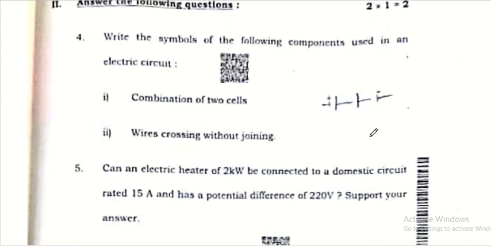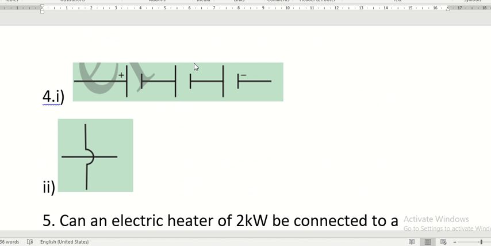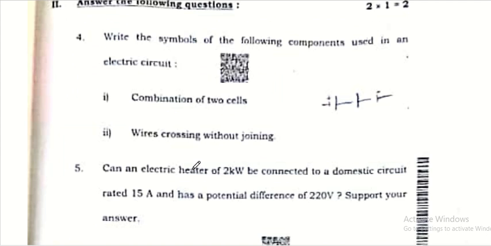Write the symbol of the following components. Here I will show you the symbols. So students, these are the two symbols I have to write in this one. Then we are moving to the next question.